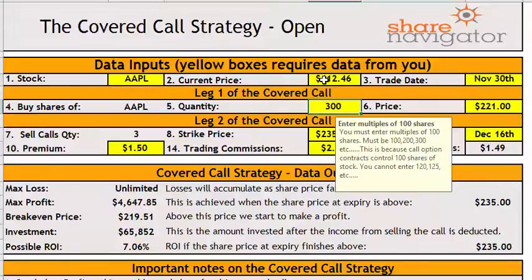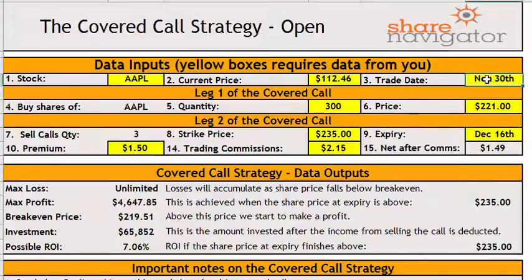So you're going to get all that information from wherever you're getting your data from. And the trade date is today's date, which is November the 30th. So you can see here when we get to point number 4, that's automatically populated with Apple for you because the system is recognizing that you've chosen Apple.